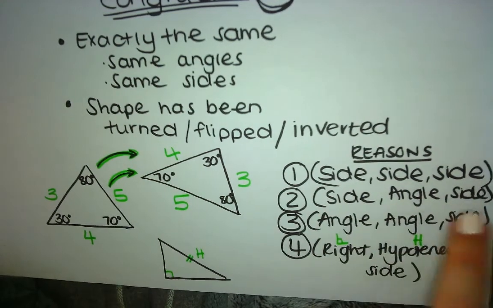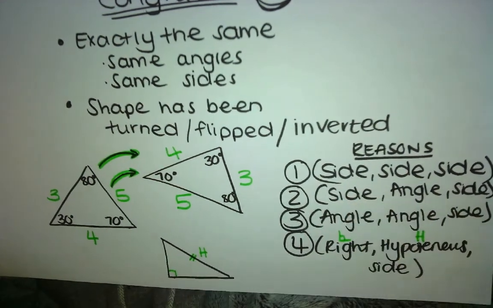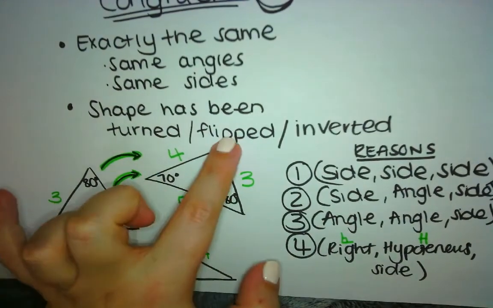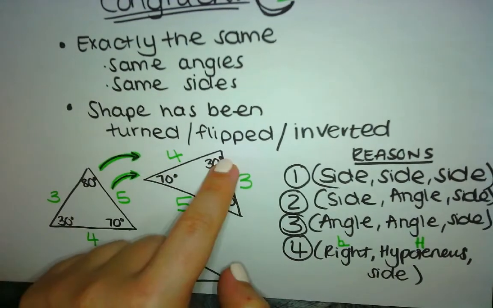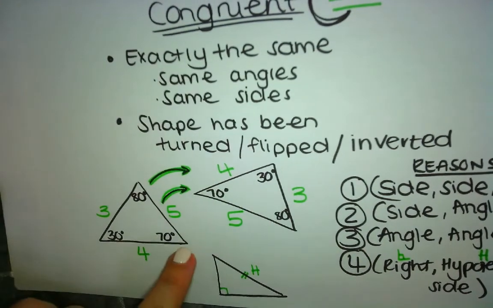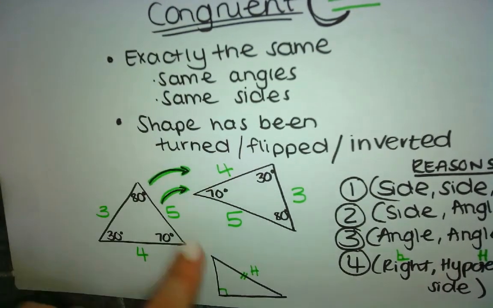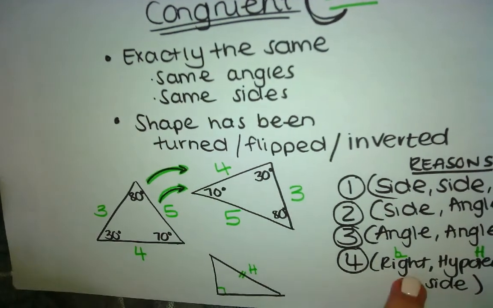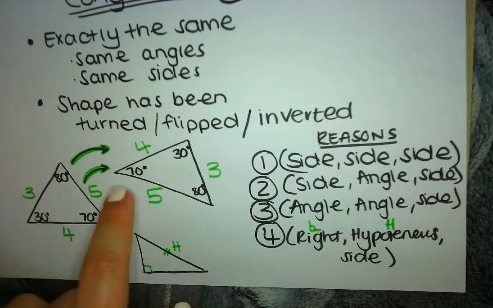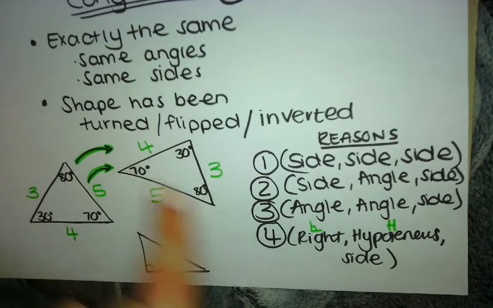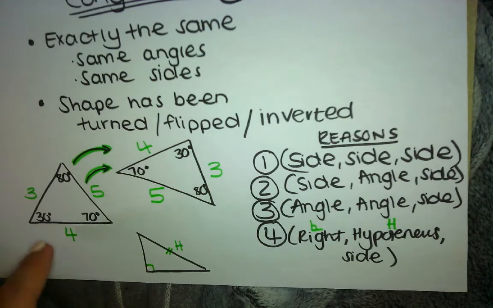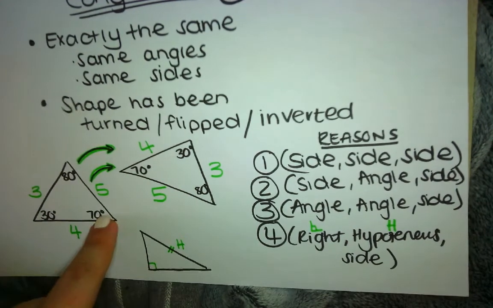Side, angle, side means that the angle is between the two sides. So if I've got 5, 70 degrees, and 4, there's a side, an angle, and a side. The same thing here: I've got 5, 70 degrees, and 4. So I need to have that whole thing there that matches with that. That's the side, angle, side part. Then I've got angle, angle, side, so that would be two angles and a side. Then I'm going to look for the same thing again. So I've got 30, 80, and then 5.